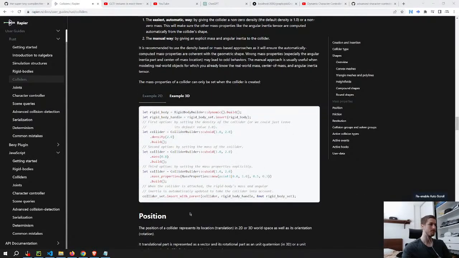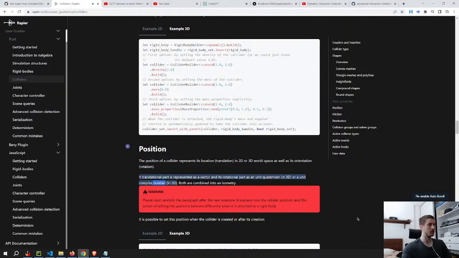Example 3D. let rigid_body = RigidBodyBuilder::dynamic().build(); let rigid_body_handle = rigid_body_set.insert(rigid_body). Position. The position of the collider represents its location (translation) in 2D or 3D world space as well as its orientation (rotation). The translational part is represented as a vector and its rotational part is a unit quaternion in 3D, or a unit complex number in 2D. Both are combined into an isometry.